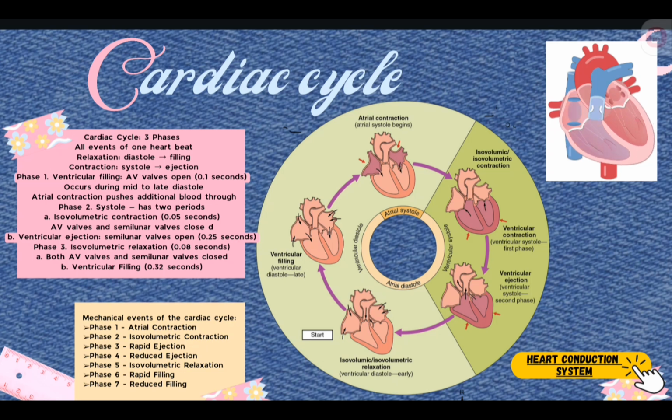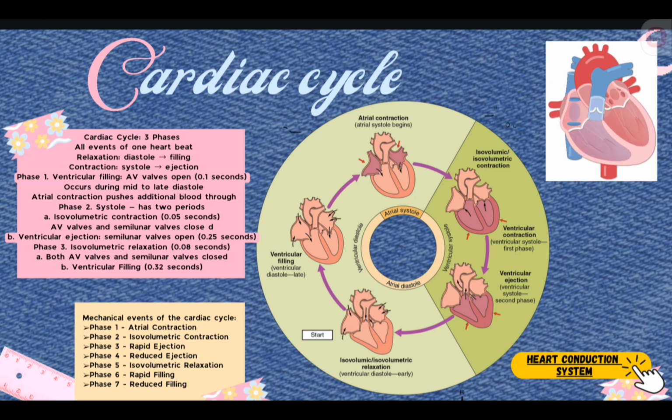At phase number 6, rapid filling. Atrial pressure rises, opening the AV valve and blood rapidly flows into the ventricle. And the last phase, which is reduced filling, the ventricle continues filling but at a slower rate. The atria and ventricle prepare for the next cycle. So this will be in a cycle and repeated.